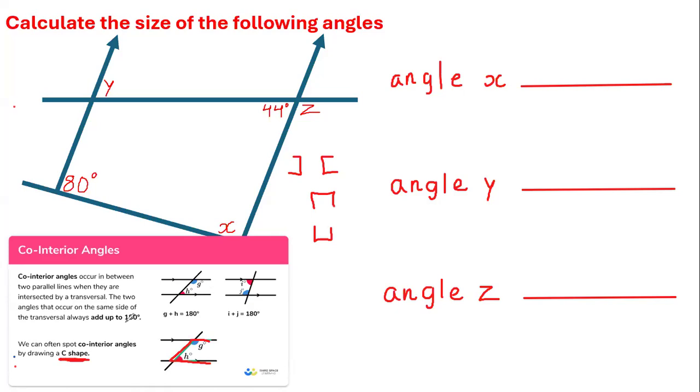So co-interior angles, they add up to what? They add up to 180 degrees. So please understand that co-interior angles add up to 180, and that's the rule we're going to use here. And now let's look at our diagram, right? Can you all see the C before I draw it out? Yes, sir. So let me draw it out. So the C goes like this.